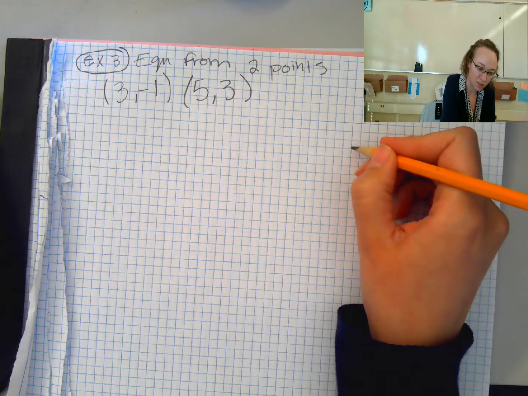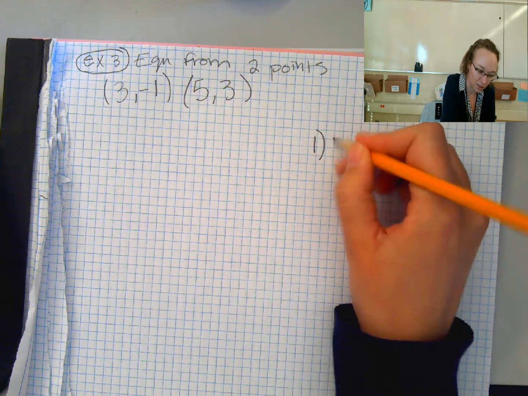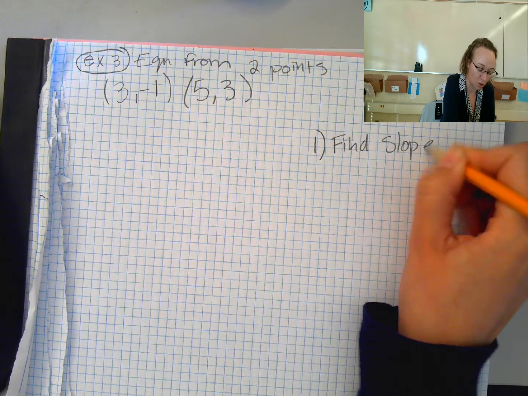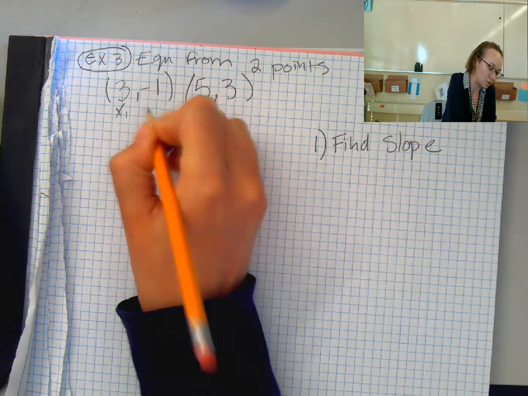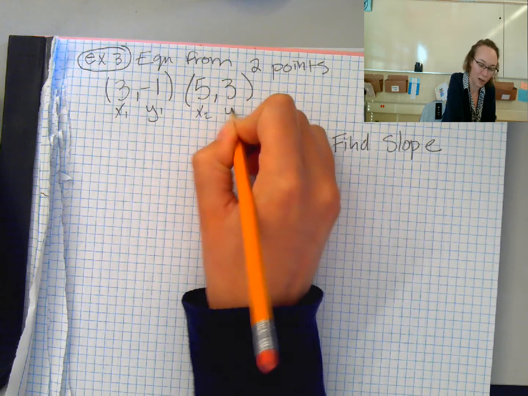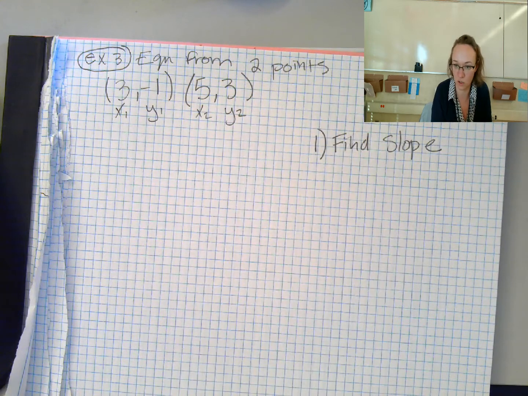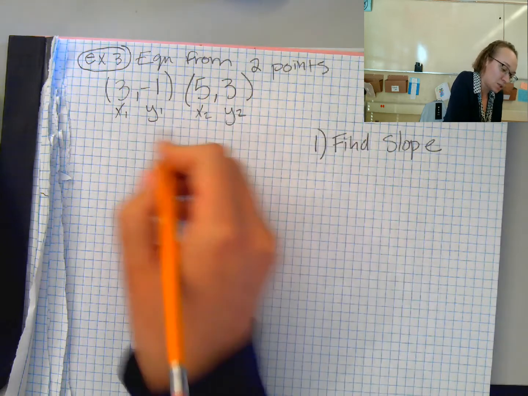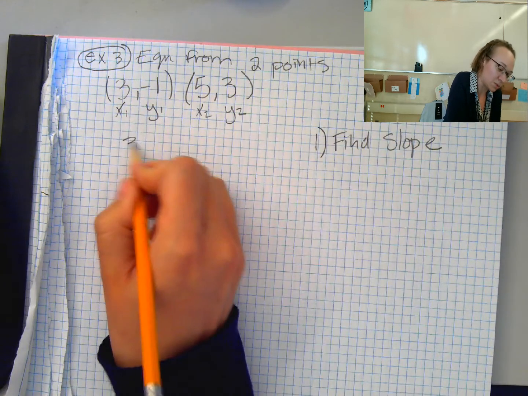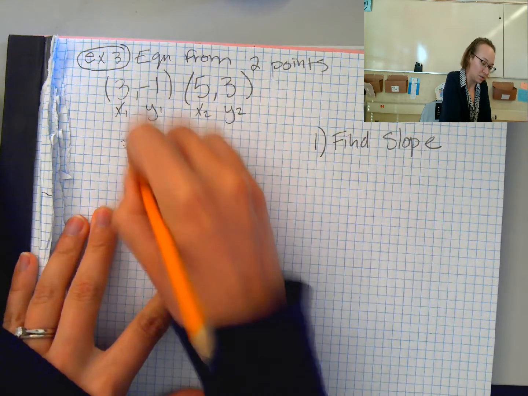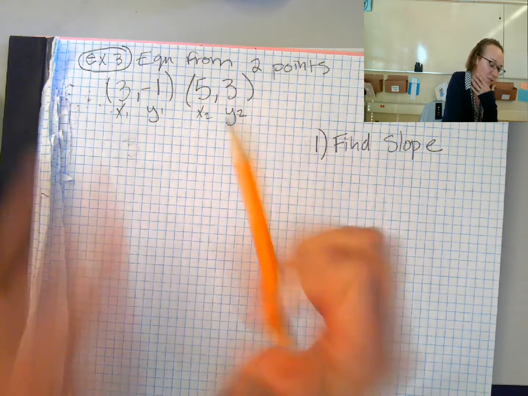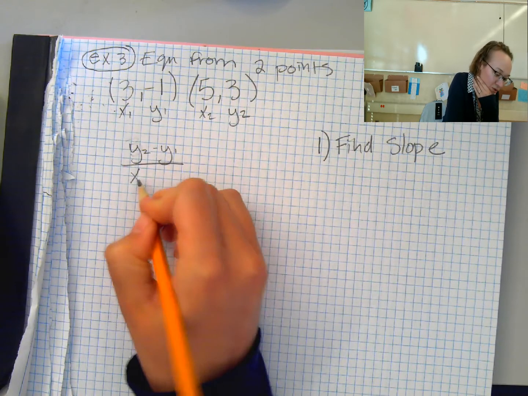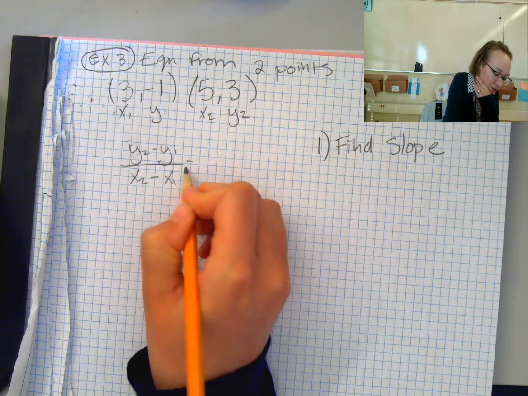So we're going to write our steps over here. Step number 1 is find the slope. x1, y1, x2, y2. This is a great opportunity to use that slope formula that we learned not last week, the week before. I'll write it out again because sometimes it's nice to have these things all in one place: y2 minus y1 over x2 minus x1 equals m.